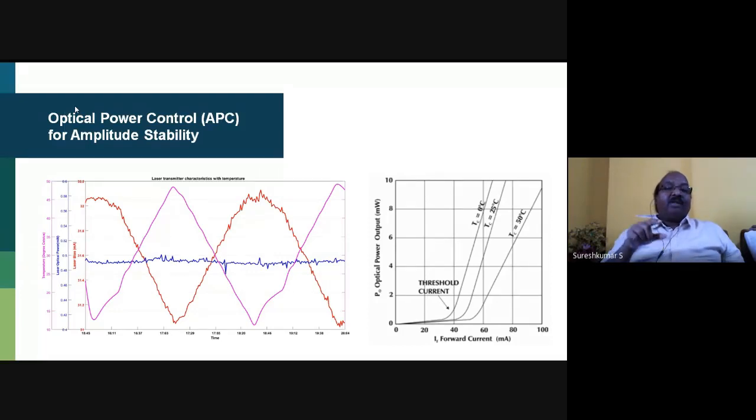In the graph on the left side, you can see that the pink curve shows the temperature variations of the laser, and the red curve shows the corresponding laser bias current. When the temperature goes down, the current increases. When the temperature goes high, the current decreases, and it tries to maintain the blue curve, which is the optical output power. So the APC control of the optical transmitter ensures you get a stable optical power, and hence you get amplitude stability in an RF over fiber optic system.